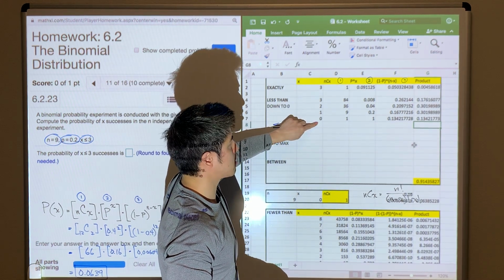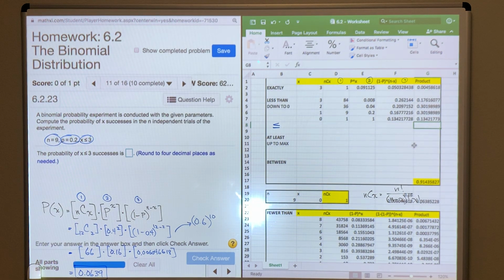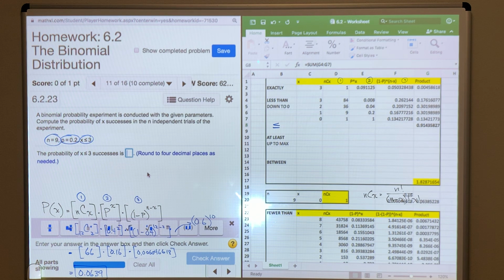The probability for 3 successes, 2 successes, 1 success, or no successes. Everything 3 or less. The answer is not all the individual probabilities. The answer is the sum of those probabilities. Okay? So that's your answer. So my answer for the probability of 3 or fewer, 3 or less successes is 0.9144, because I round up.